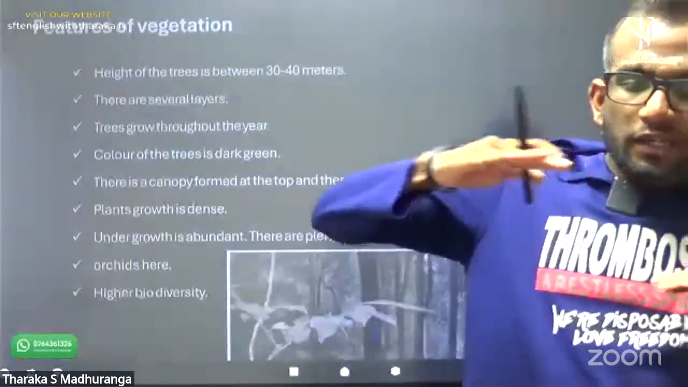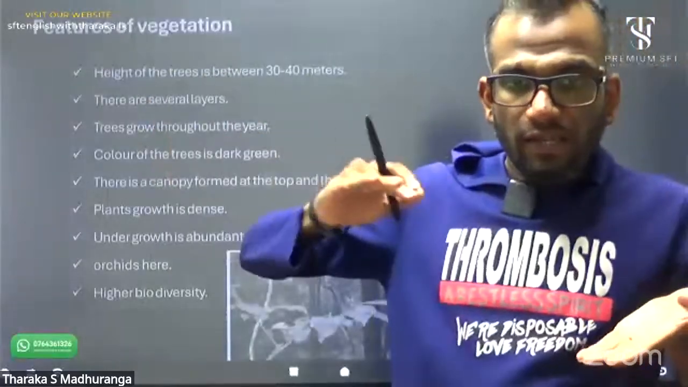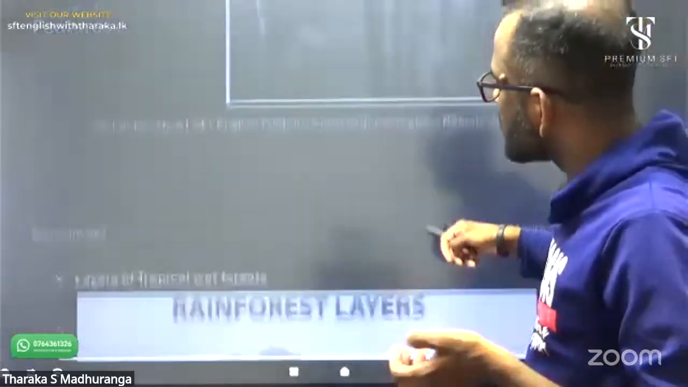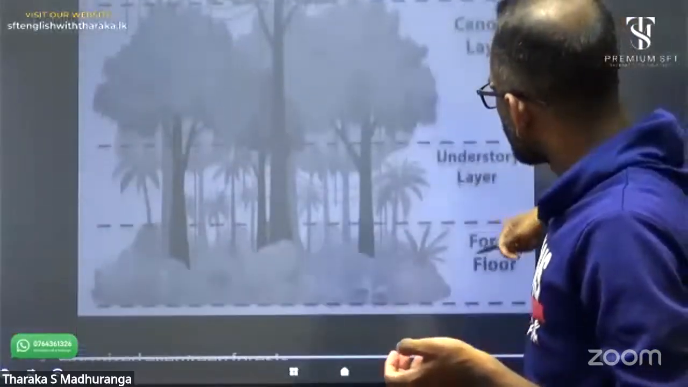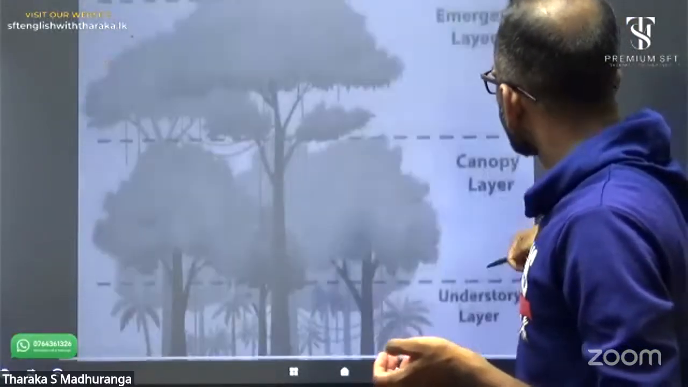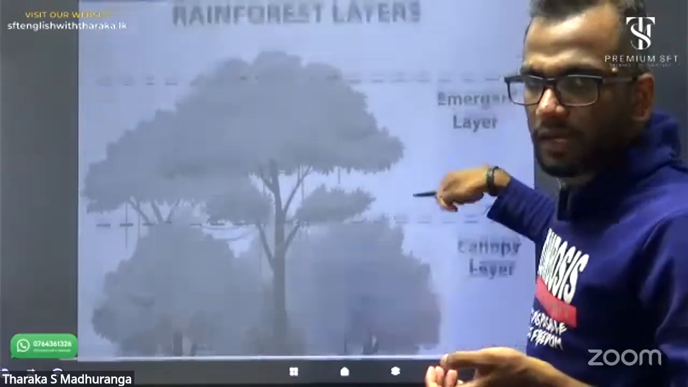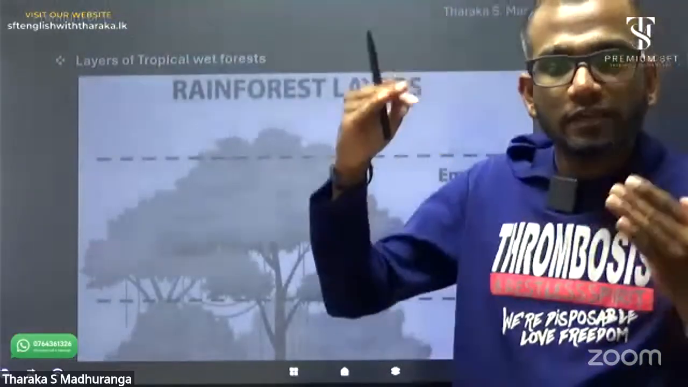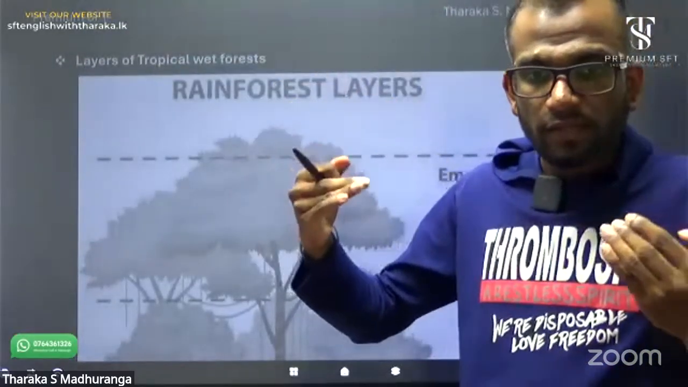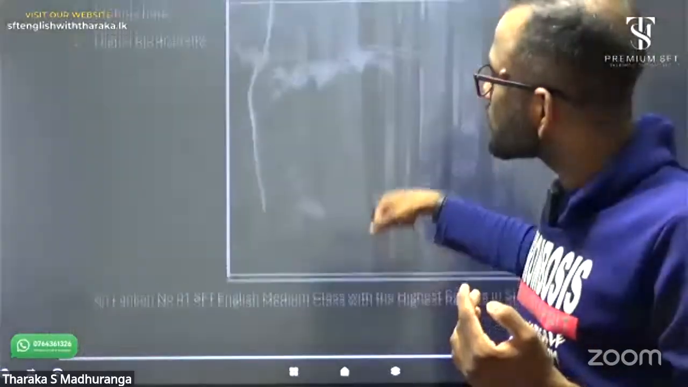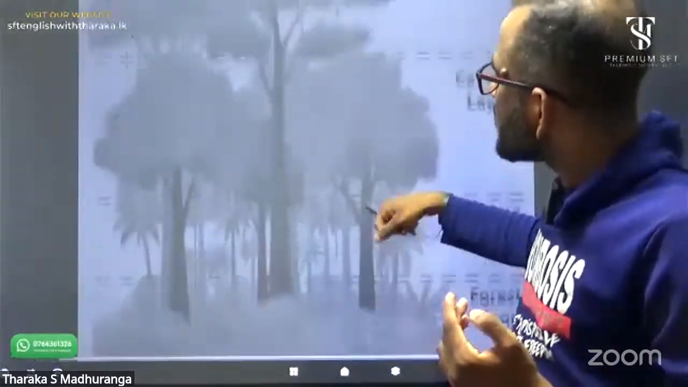Clearly we can see layers. Foot layer, understory layer, canopy layer, and emergent layer, right? They have huge competition to get sunlight. That's why the plants grow layer by layer.